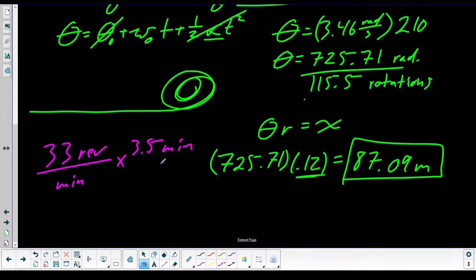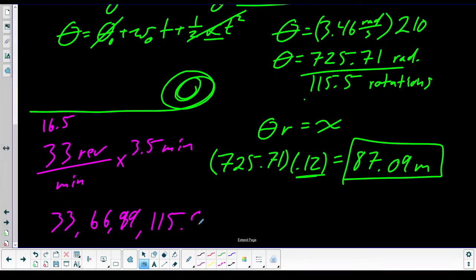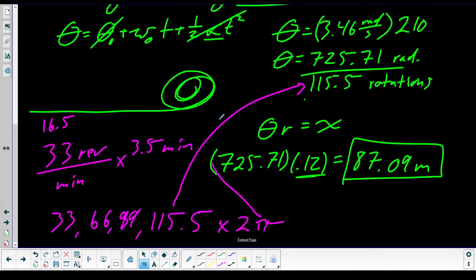So first minute, 33 rotations. Second minute, 66 rotations. Third minute, 99 rotations. Half a minute, half of 33 is going to be 16.5. So 99 plus 16.5 is 115.5. Boom. And then what you could do is just multiply this by 2 pi, and then that would still give you your angular displacement in radians.